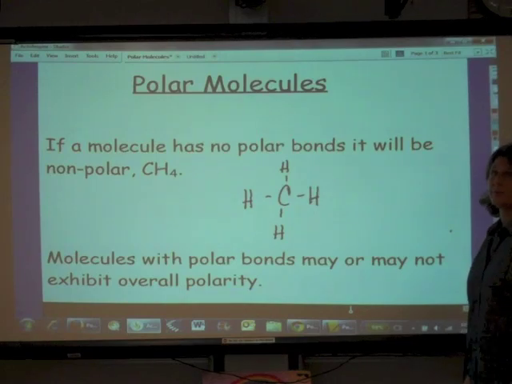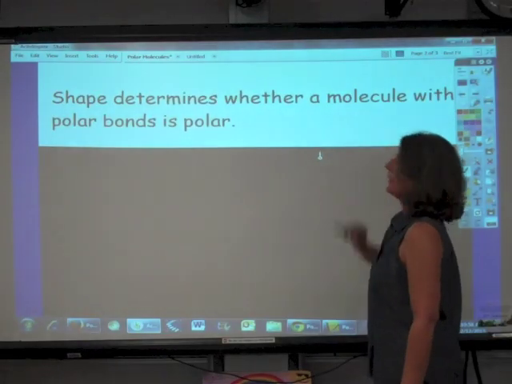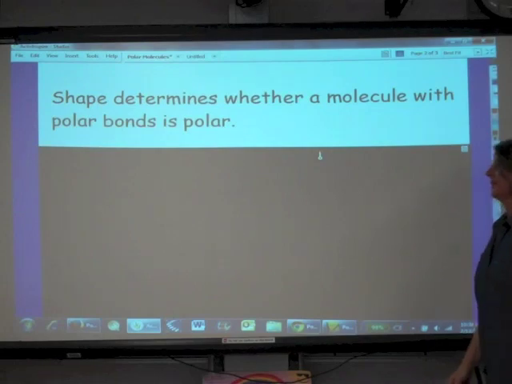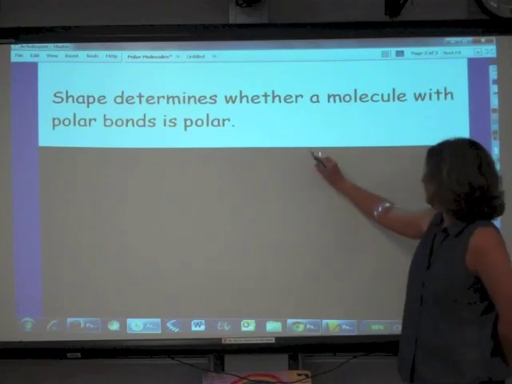So how do we know? We have to look at their shape. So shape determines whether a molecule with polar bonds is itself polar. And I will explain this ad nauseum in a few moments. So it's shape that determines this.